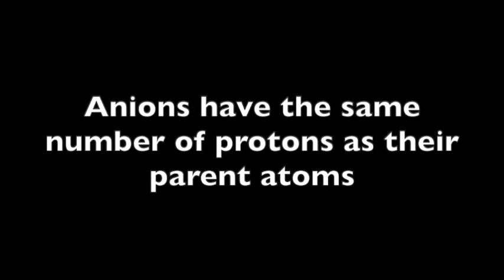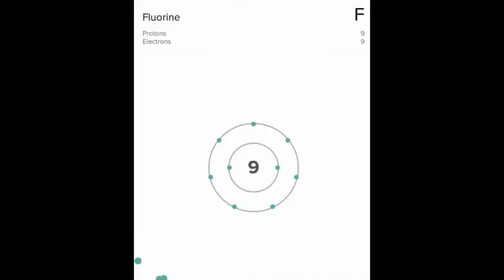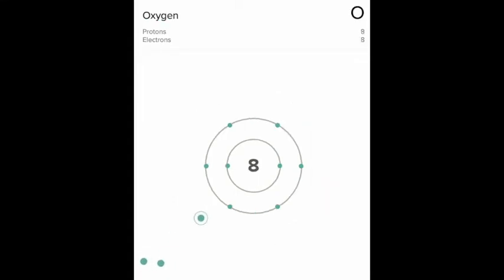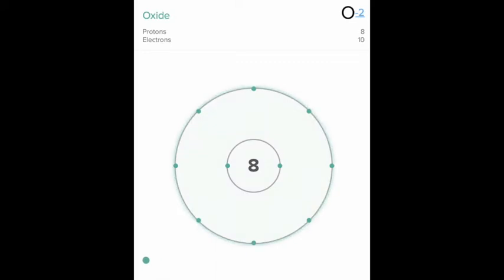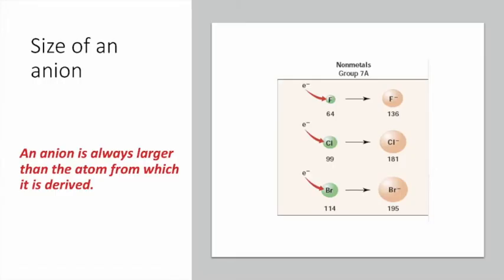Anions have the same number of protons as their parent atom, but more electrons. When new electrons are added to the shell, there is a small increase in the amount of electron shielding. The extra electrons repel each other even when they're in the same energy level. Z effective is smaller than it was in the neutral atom because of the little bit extra shielding, and the electrons are not pulled as close to the nucleus. An anion is larger than the parent atom from which it was derived.